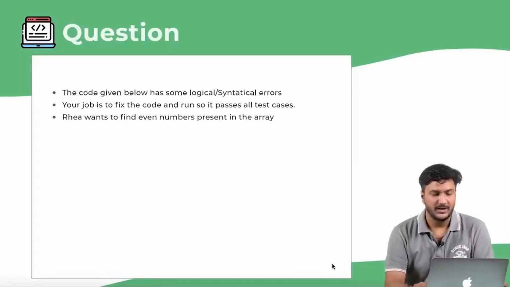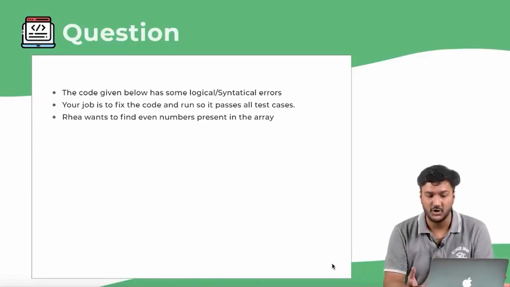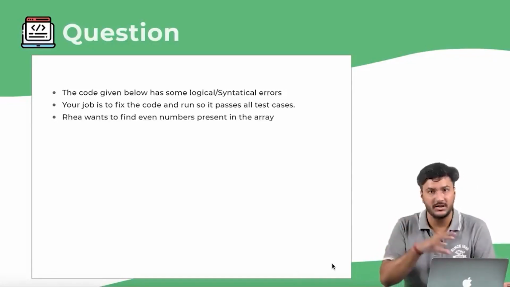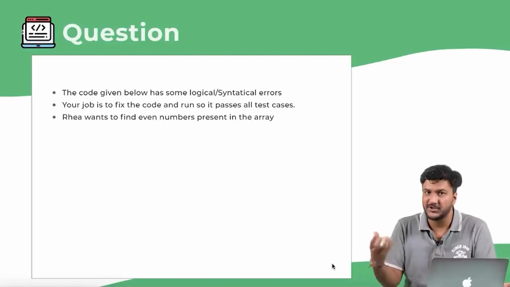Okay, so what they are saying is the code given below has some logical or syntactical error. Your job is to fix the code so that it passes all the test cases, right? So maybe there's some issue in the code, you are supposed to fix that. The code is compiling perfectly, but the desired output is not coming, right? So we'll learn about that, why it is not coming.